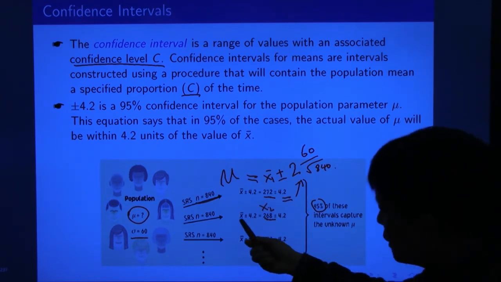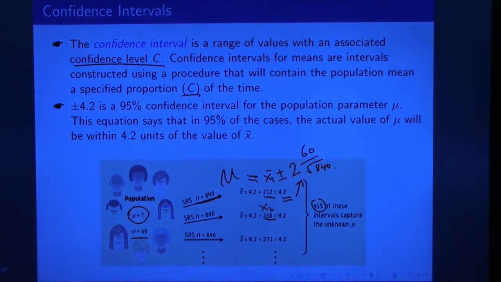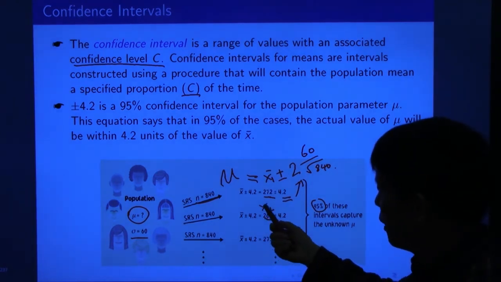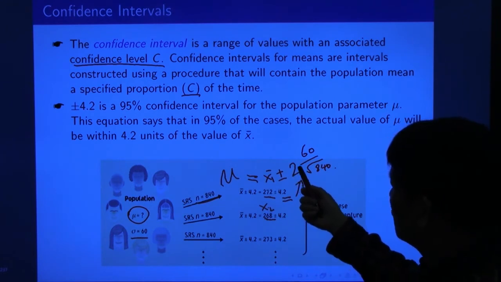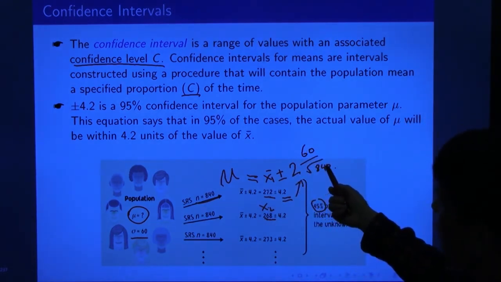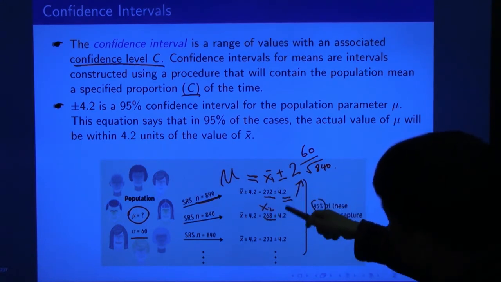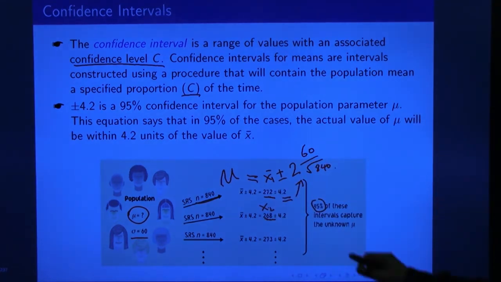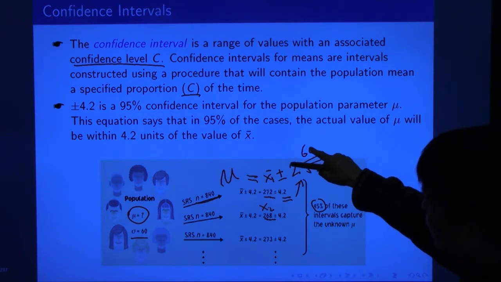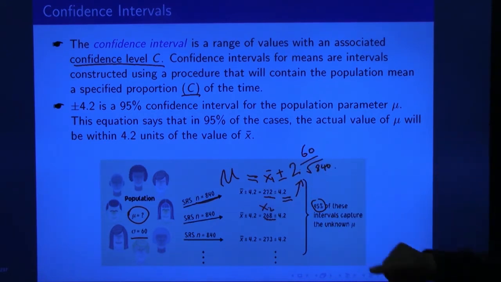Then, if we know this only, how to infer the population mean? We still use this one, x2 bar plus minus 2 standard deviation over square root of n. And we can see for this sample and this sample, the second part is the same. 2 times 60 over square root of n.